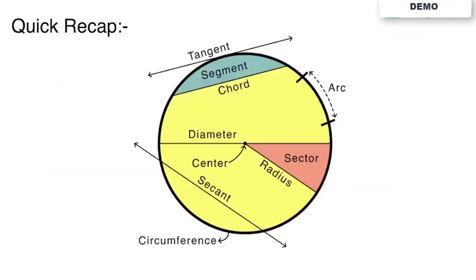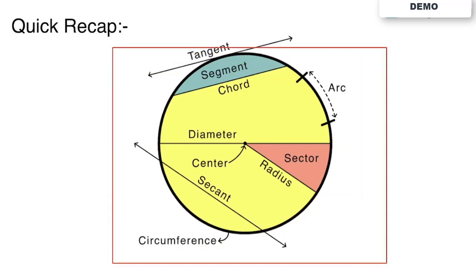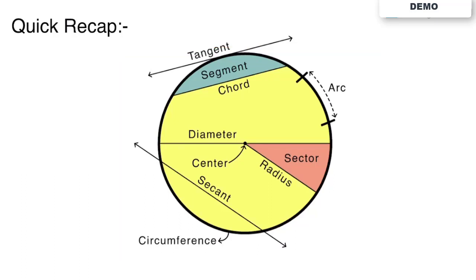Now let me recap and summarize it, and you have to draw this figure in your copy. It will help you visualize the circle and all its parts. Let me explain it once again. Let me choose blue color for you.